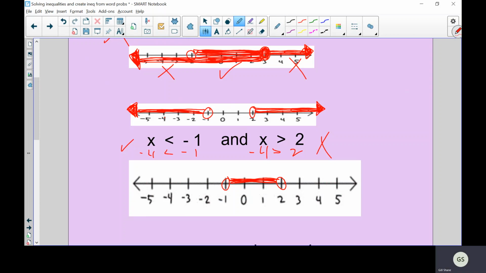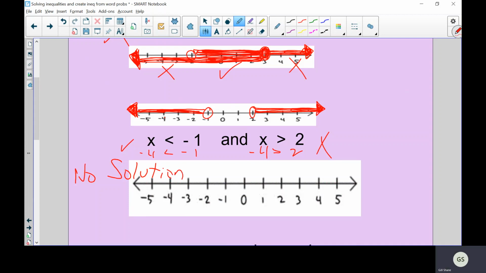Think about it. I would like you to give me a number that is somehow less than -1 but also greater than 2. How can you have a number like that? No number is less than -1 and also greater than 2. It makes sense that there's no solution. So your final answer on this: there is no graph you can draw. There is no solution to that.